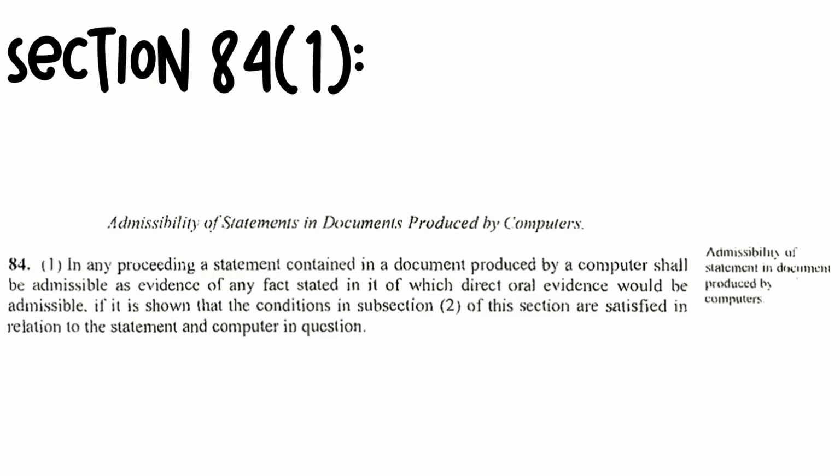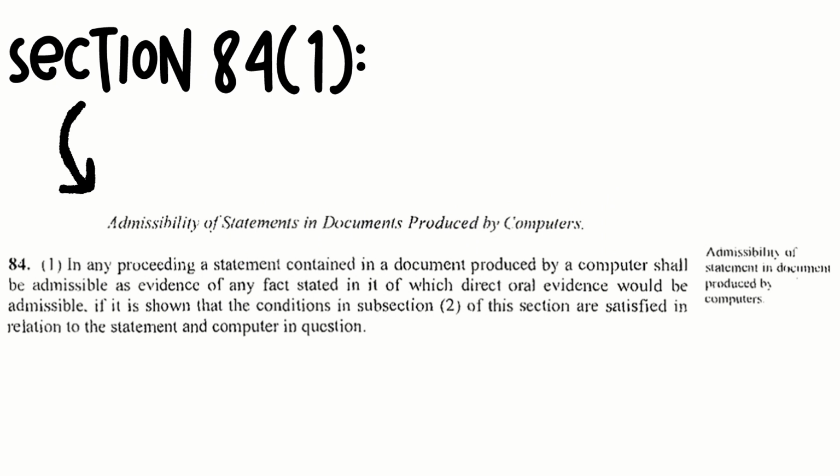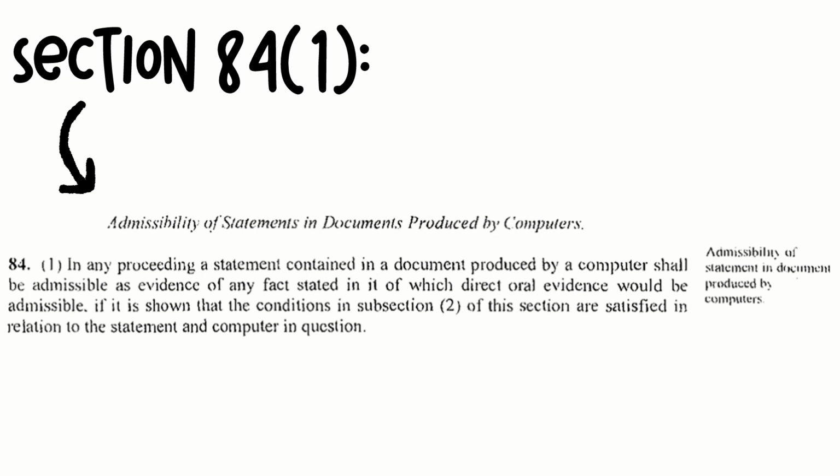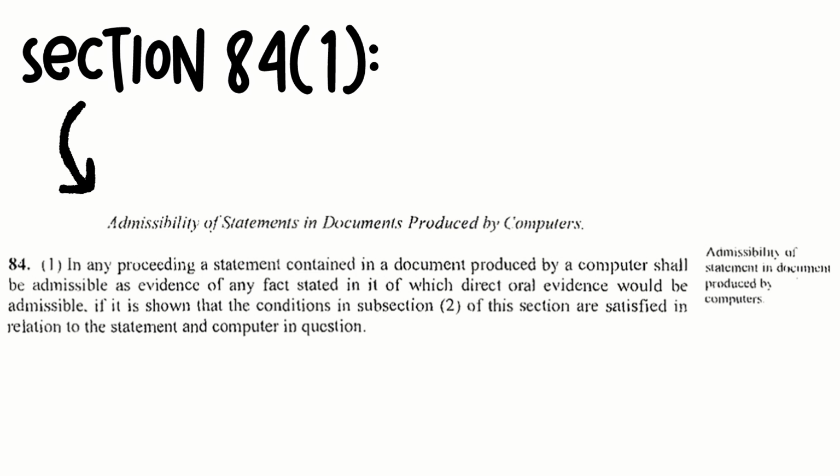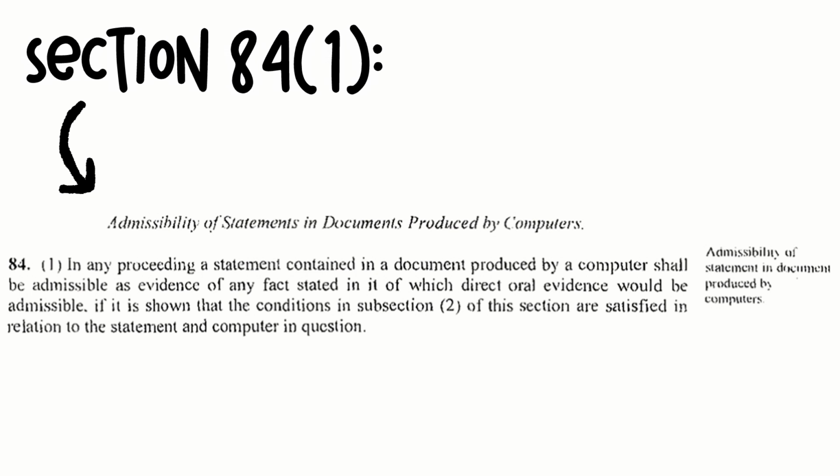This simply states that if a statement would be admissible in court if made by a live witness, then it would also be admissible as a computer-generated document, provided that certain conditions laid out in Section 84 subsection 2 are met. And now we're here, the moment we've all been waiting for.